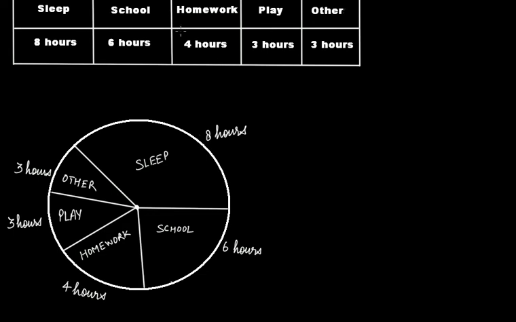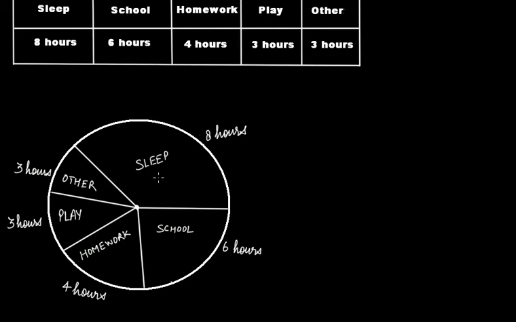But you will say, hey, this is a rough diagram. And how do we know what will be the size of each of these sectors which represent this information? That is, for sleep, for school, for homework, for play, and for other. How do we tell what the size of each of these sectors will be?